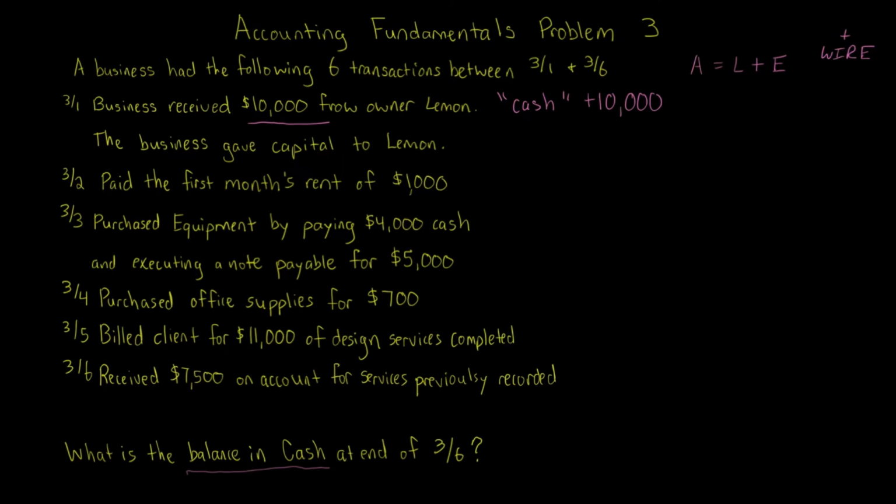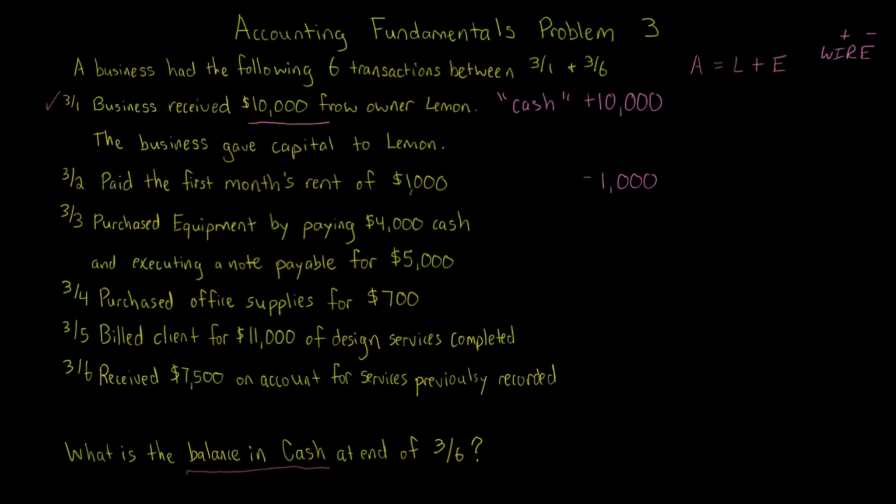Go on to the next date, March 2nd. Paid the first month's rent of $1,000. So the idea here is you're looking for inflows or outflows. Is this an outflow of cash? Well, it's $1,000 of implied cash because it's not told, so it's cash. So cash is going down, decreases by $1,000. The other side of the equation, right? Assets go down by $1,000. This is going to be equity goes down by $1,000 because the E in WIRE is expenses, and expenses decrease owner's equity.